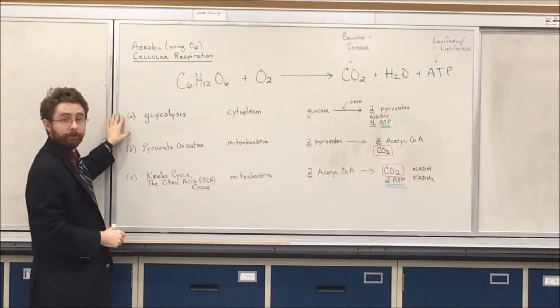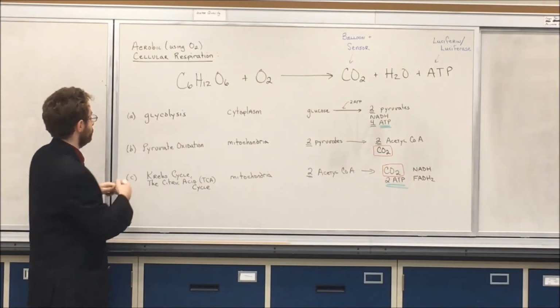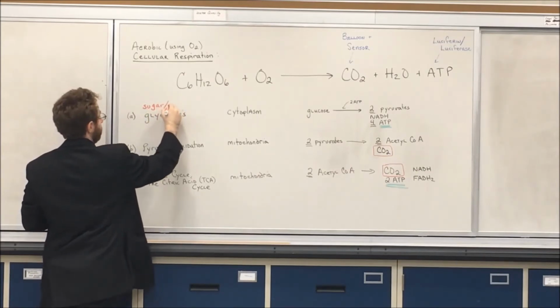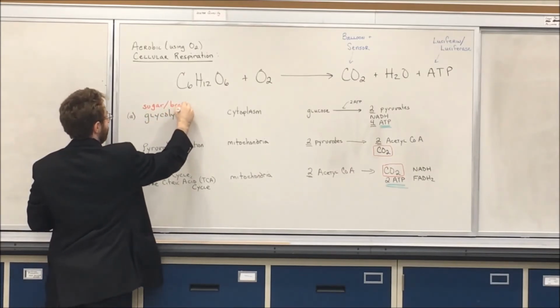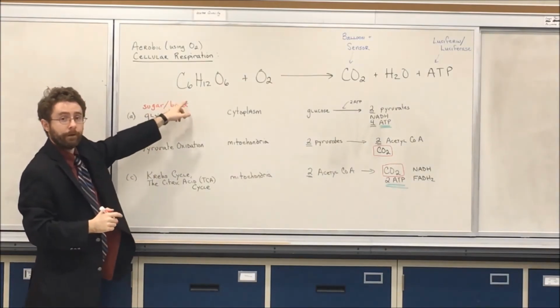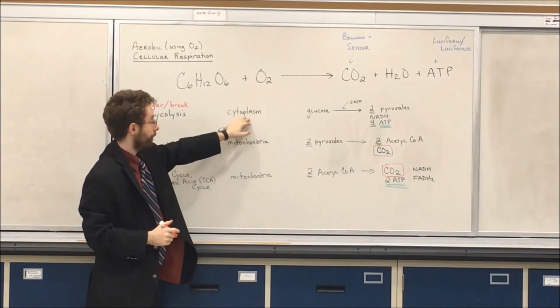Respiration takes place in 4 steps. The first step is glycolysis, which means sugar. Glyco means sugar, and lysis means breaking. So we are going to break down glucose. And this occurs in the cytoplasm of the cell.